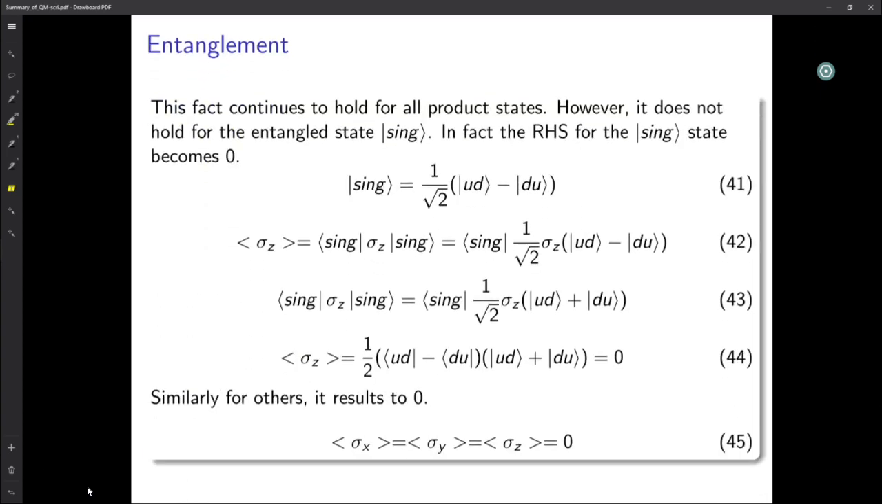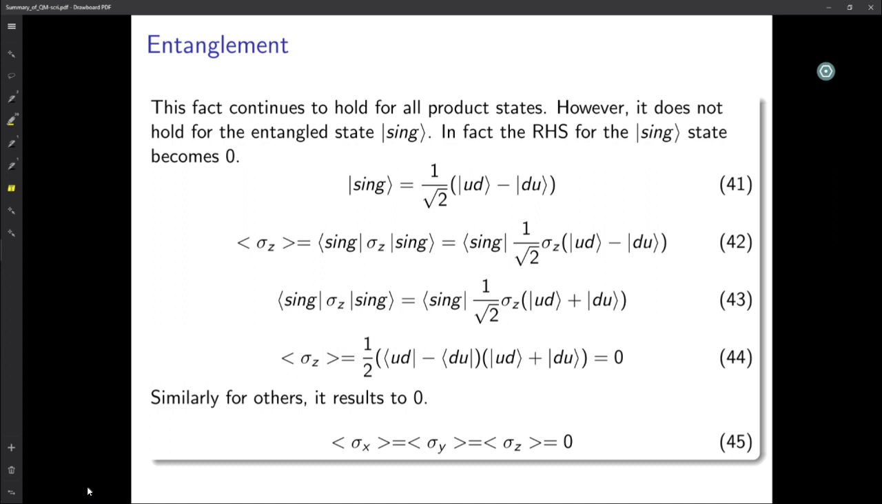Yeah, so the fact continues to hold for product states, so the triplet product states. However, for the entangled state, that is the singlet state, the right hand side would be one. What we have seen is 1 by root 2 of ket ud minus ket du. So for the average value of sigma along the basis of the singlet, we have the bra singlet, sigma z, and then ket singlet. We know the value of sigma z acting on the ket singlet. So we have the bra singlet times 1 by root 2 times sigma z of ket ud minus ket du.